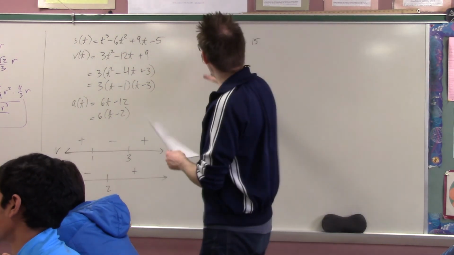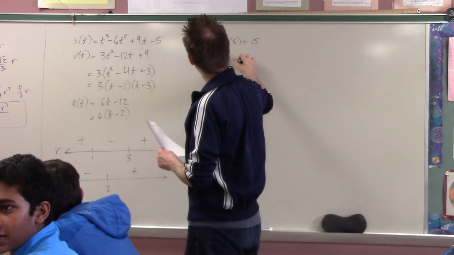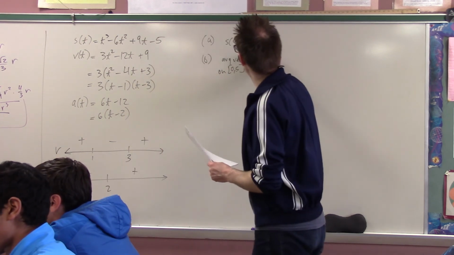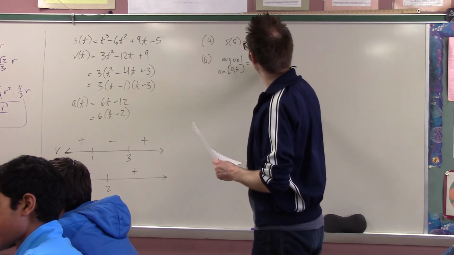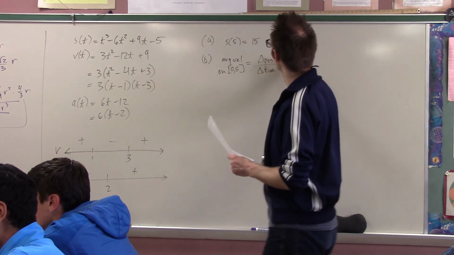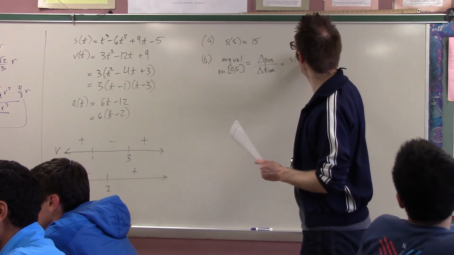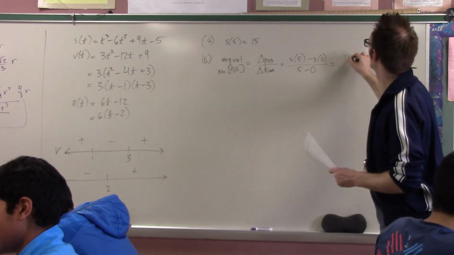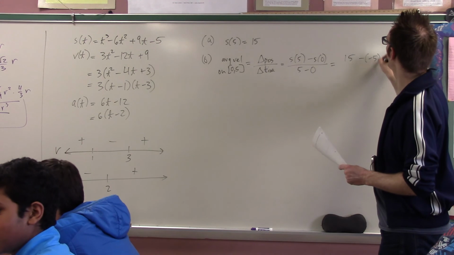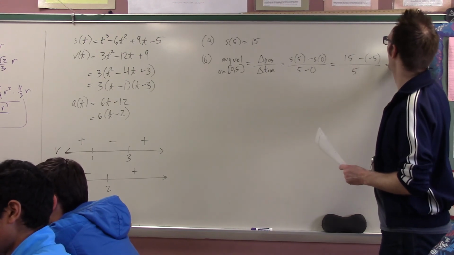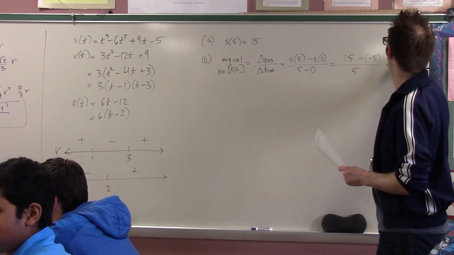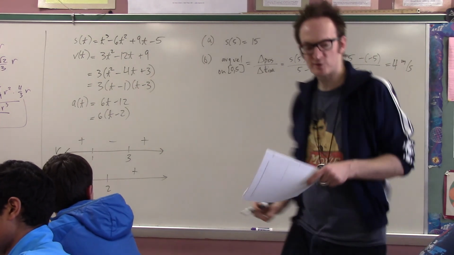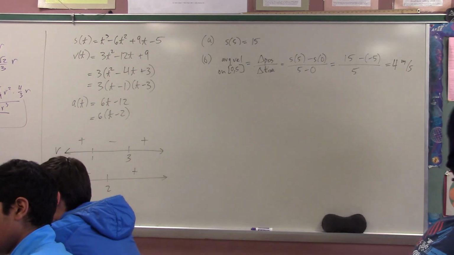What is the average velocity of the particle from t equals 0 to t equals 5? Average velocity on the interval 0 to 5 is just the change in position over the change in time. So it's s of 5 minus s of 0 over 5 minus 0. So it's 15 minus negative 5 over 5. So it's 4. That's what average velocity means: change in position over change in time.